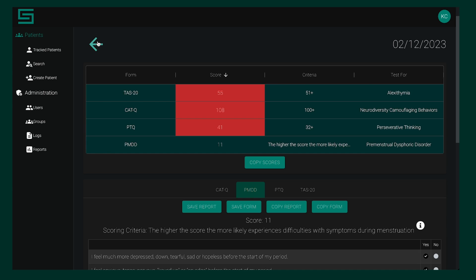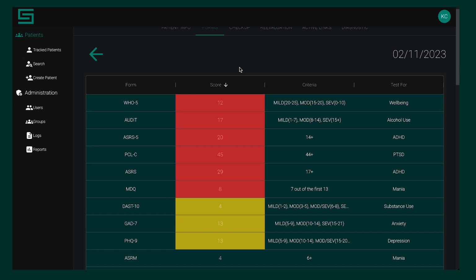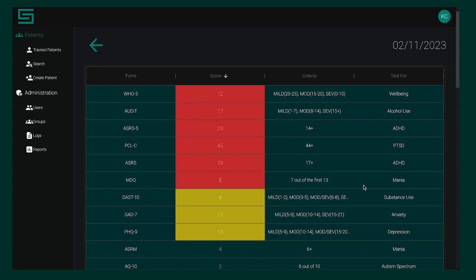All right, so let's go back and look at the initial forms. When we look at this, it looks like overall what's going on for Toast is some possible alcohol use. Overall well-being is in the moderate levels right now. Toast is positive for ADHD, as we talked about earlier. And it also looks like Toast is dealing with a trauma background, since we're seeing this pop up as well.